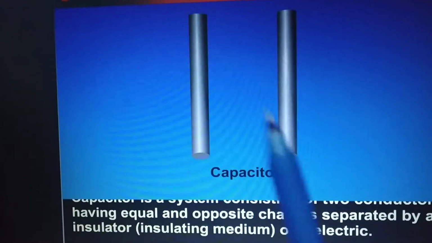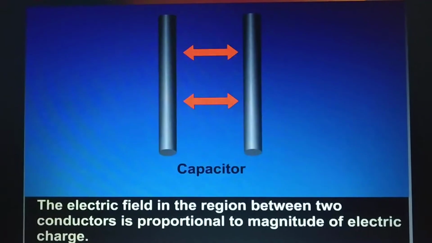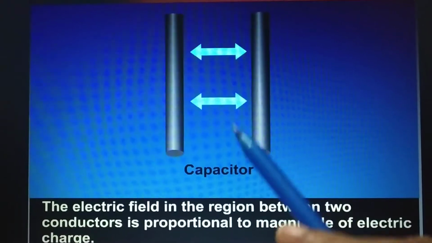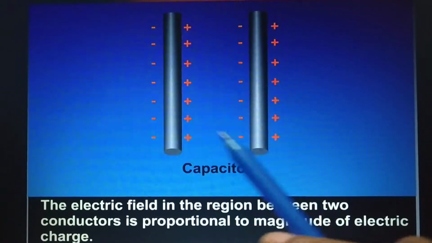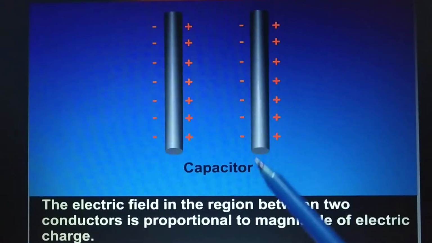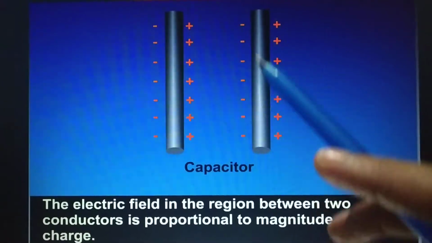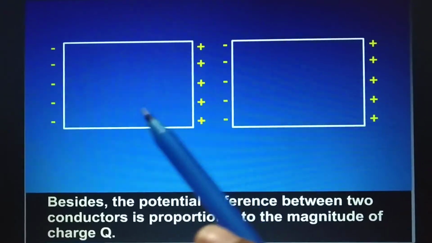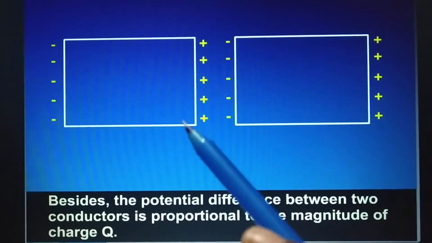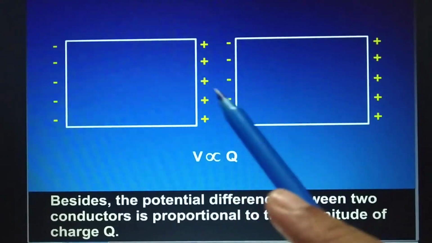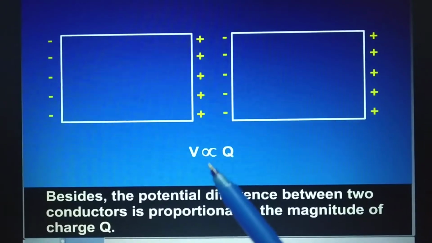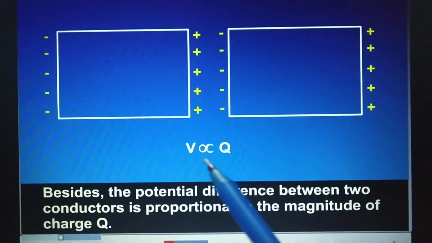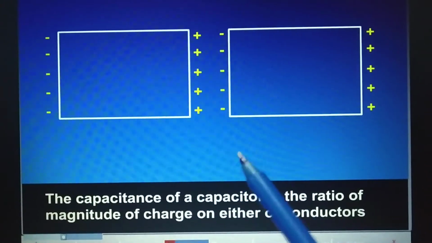an insulating medium, or dielectric. The electric field in the region between the two conductors is proportional to the magnitude of the electric charges, the negative and positive charges. Besides, the potential difference between the two conductors is proportional to the magnitude of charge Q. So V is directly proportional to Q.